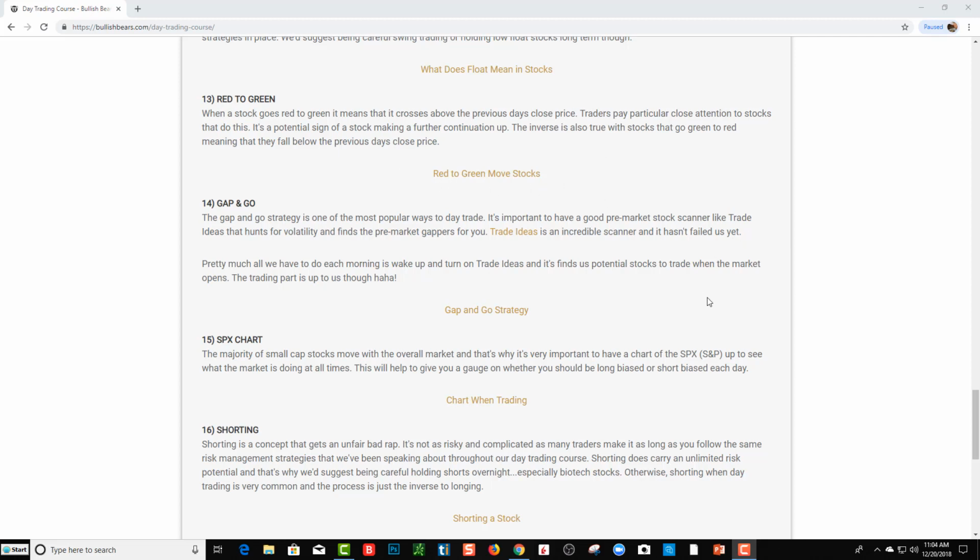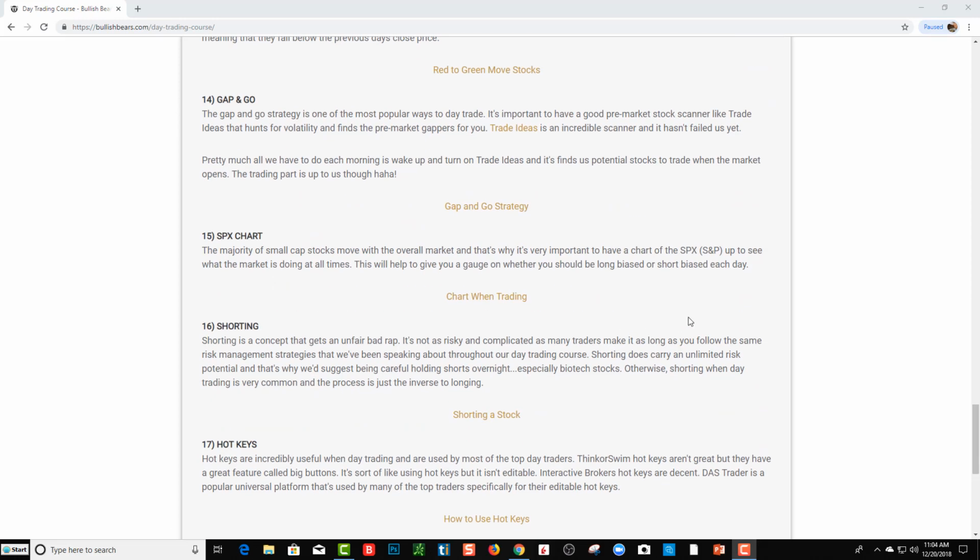Red to green moves, very popular when a stock goes from red on the day to green. Very popular strategy to be aware of. Again, incredibly important support and resistance levels. So we teach you red to green move trading in this video. Gap and go, another extremely popular day trading strategy. Hence why we love Trade Ideas, which finds those gappers and hunts for that volatility, that volume, and we teach you the gap and go strategy and how to trade it in our gap and go video.